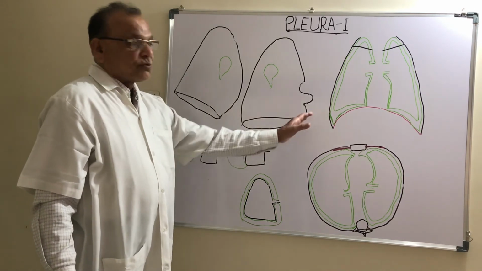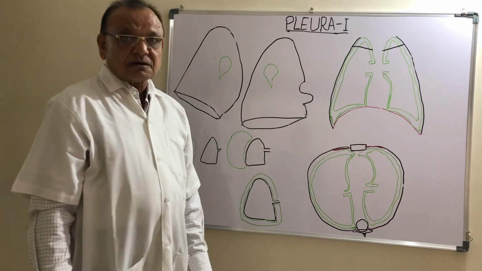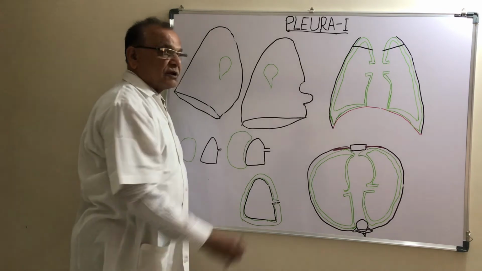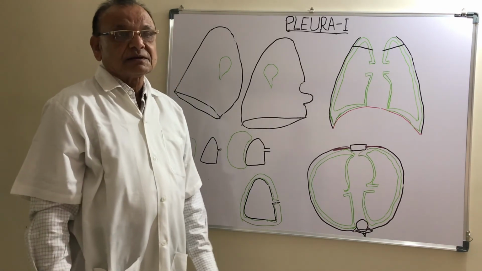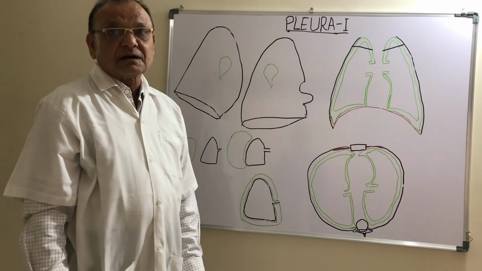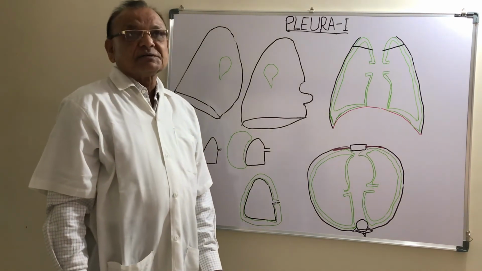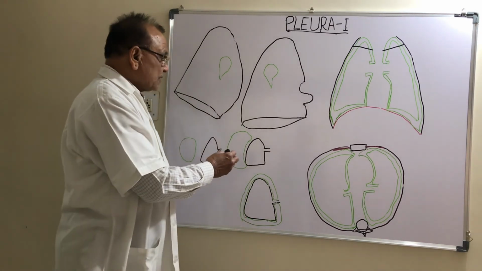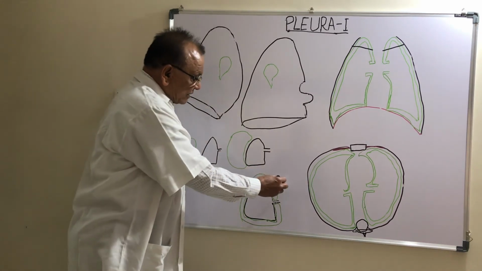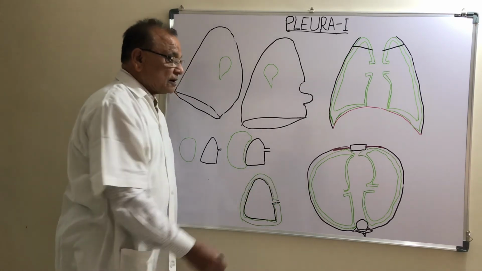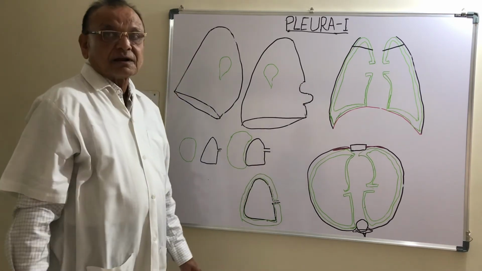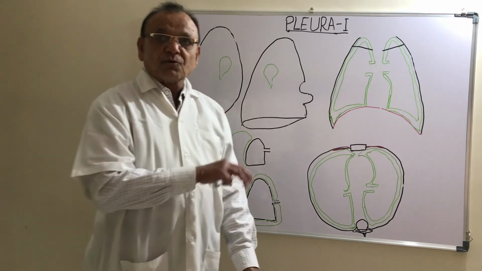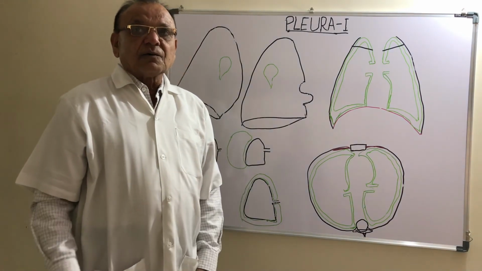The visceral pleura covers the lung except the hilum and the part of the lung between the two layers of the pulmonary ligament. It is in intimate relation with the lung. We can't separate the visceral pleura from the lung, and at the root of the lung it is continuous with the parietal pleura. Now, the parietal pleura covers the body wall.